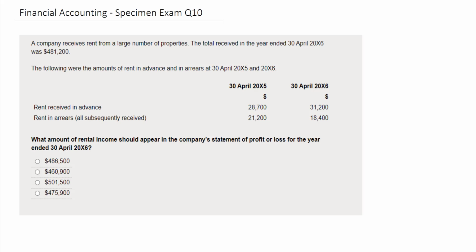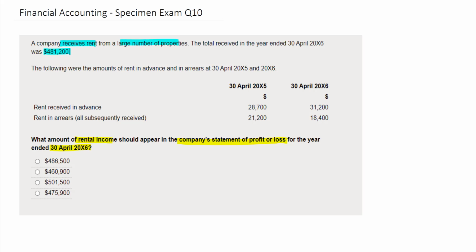In this question, you are being asked to identify the rental income that should appear in the company's statement of profit or loss for the year ended 30th of April X6. The detail of the question reveals that the company receives rent from a large number of properties and that the total they received in the year to 30th of April 20X6 amounts to 481,200.